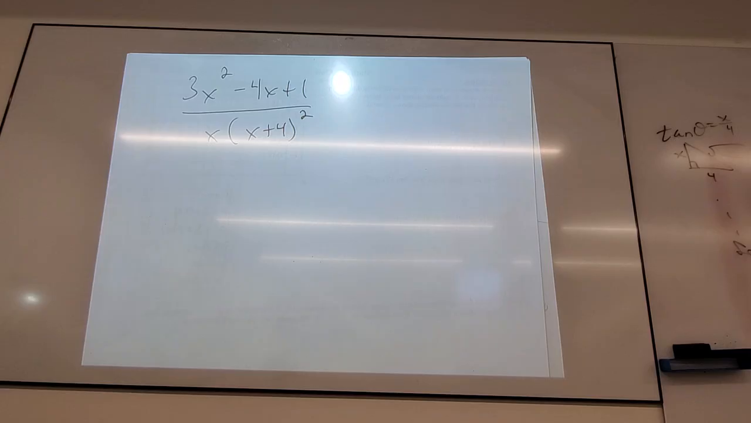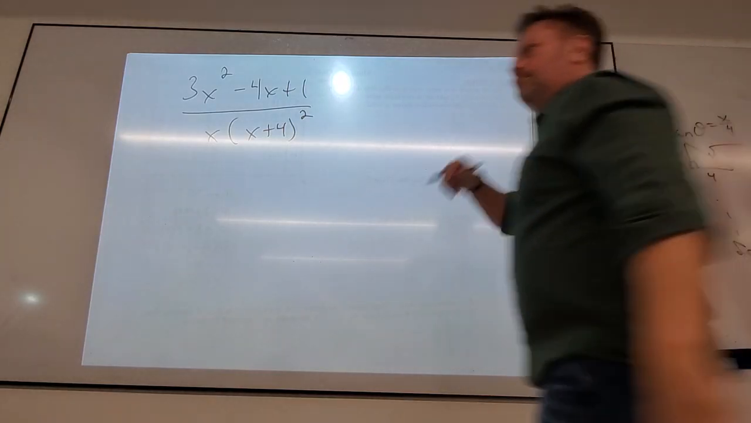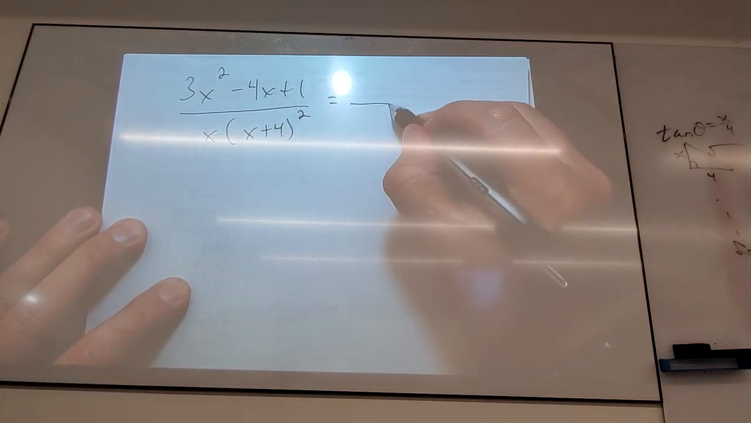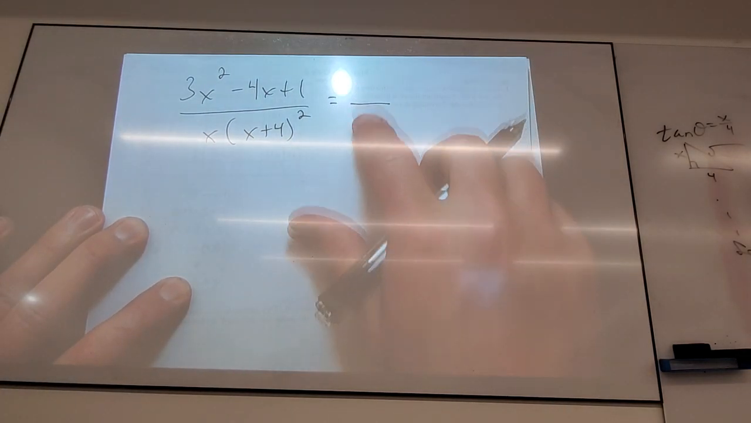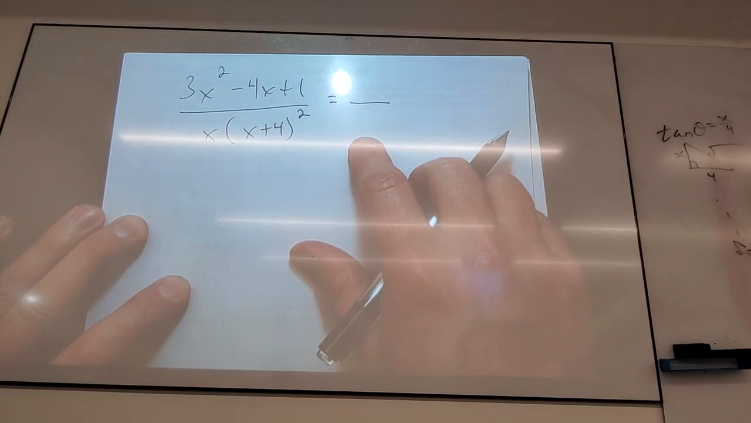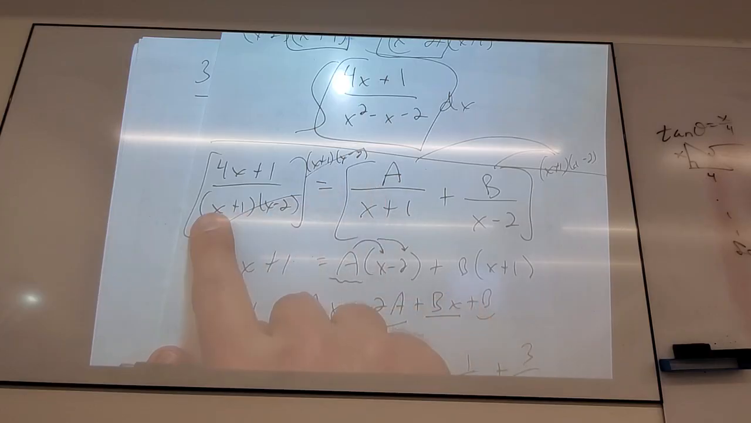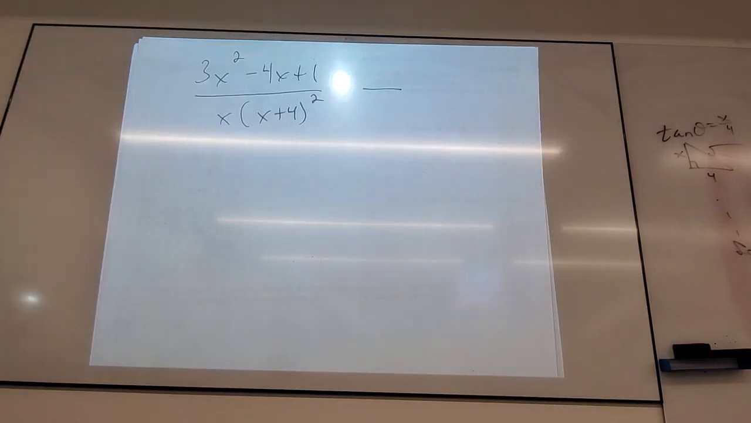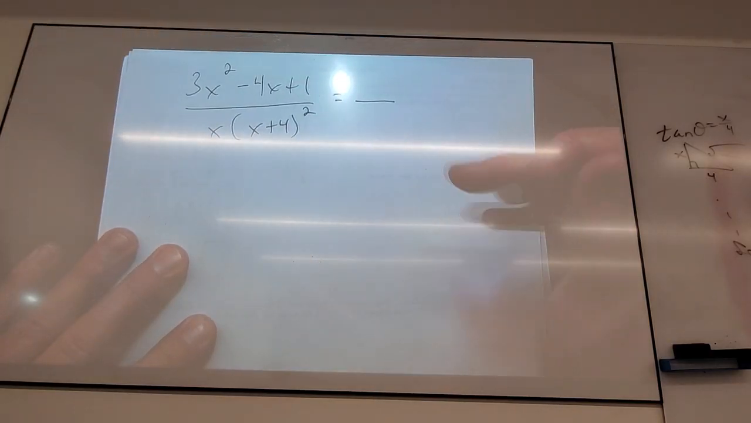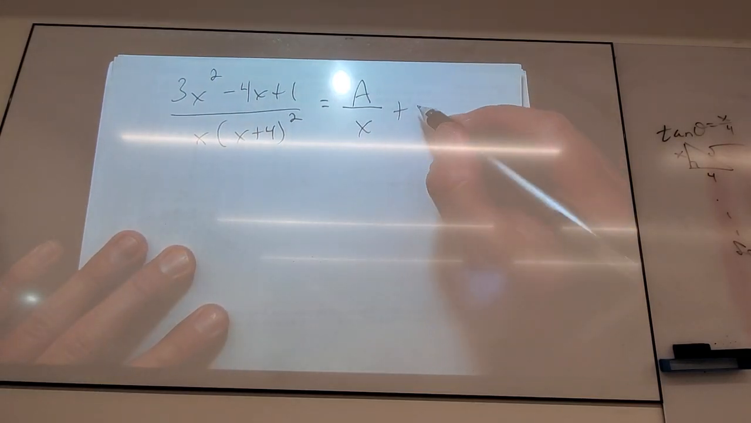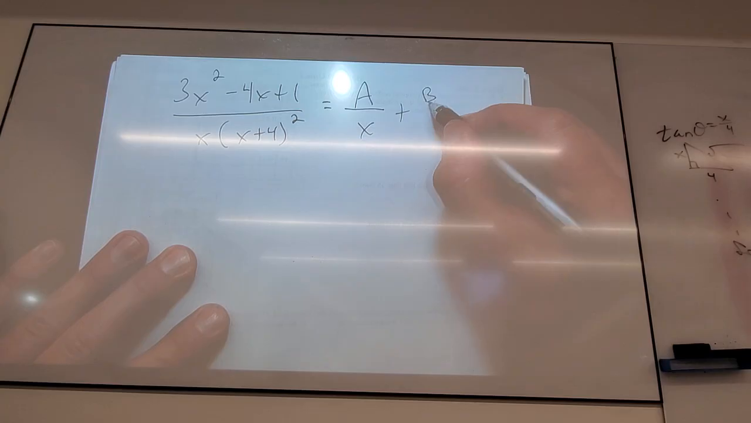Let me ask you guys, can somebody give me an idea where this came from? What could the answer look like? And it's okay if you get this wrong, but can anyone tell me for sure what piece it would have come from? Like we did earlier, this guy came from something over this piece and something over that piece, yes? So help me out. A over x, I love it. Good start. And then b over x plus 4 squared. All right, I love it.